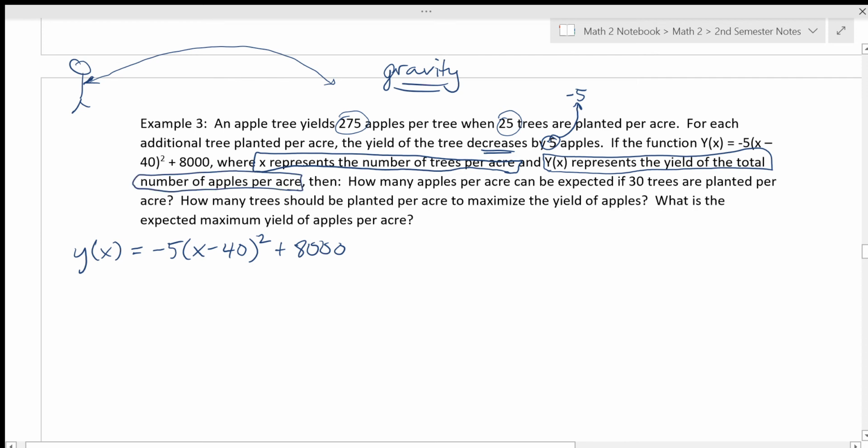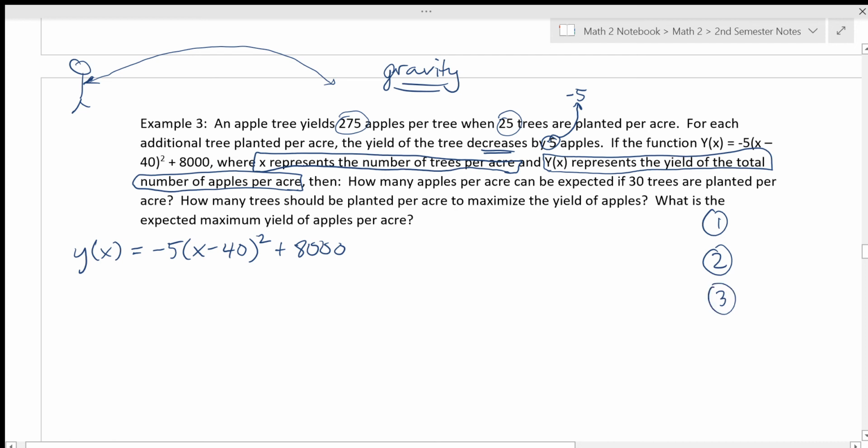Then how many apples per acre can be expected if 30 trees are planted per acre? How many trees should be planted per acre to maximize the yield of apples? And what is the expected maximum yield of apples per acre? So there's 3 different questions that I've got to answer there. I want to take note of that. 1, 2, 3. I should have 3 different answers.